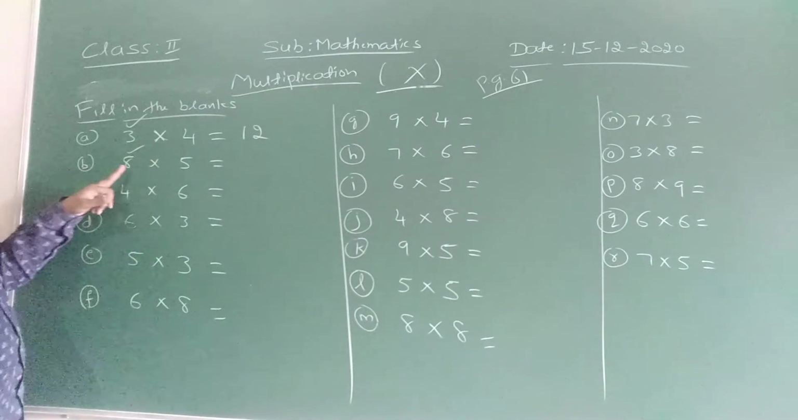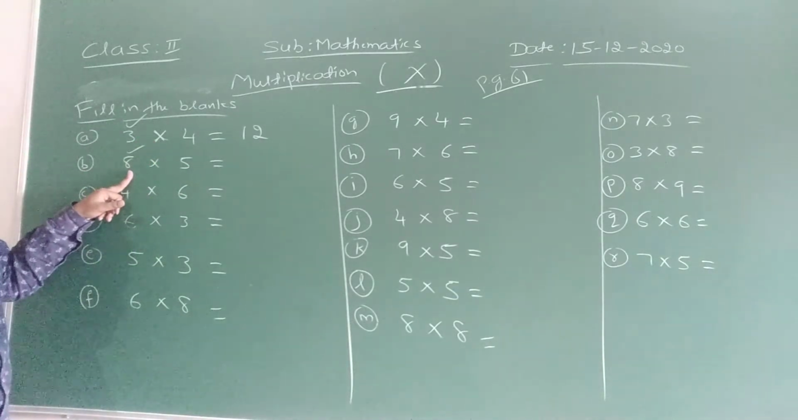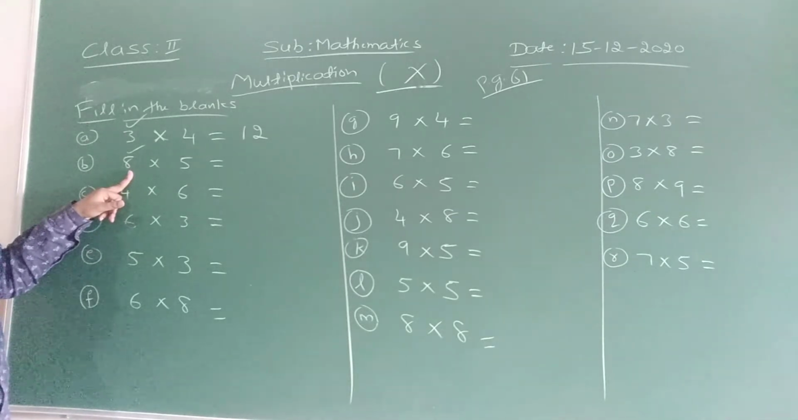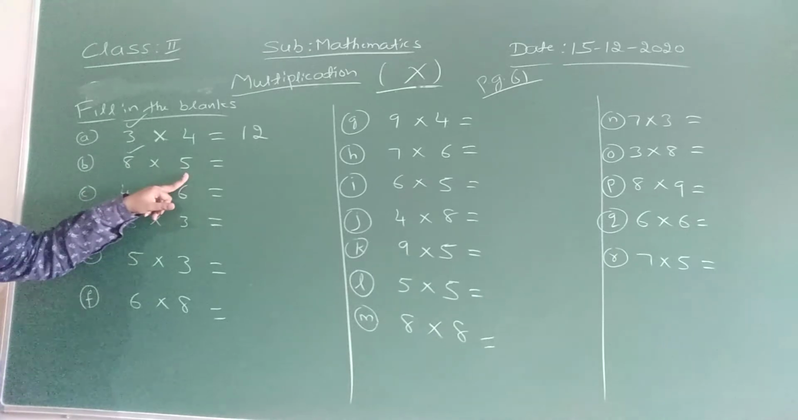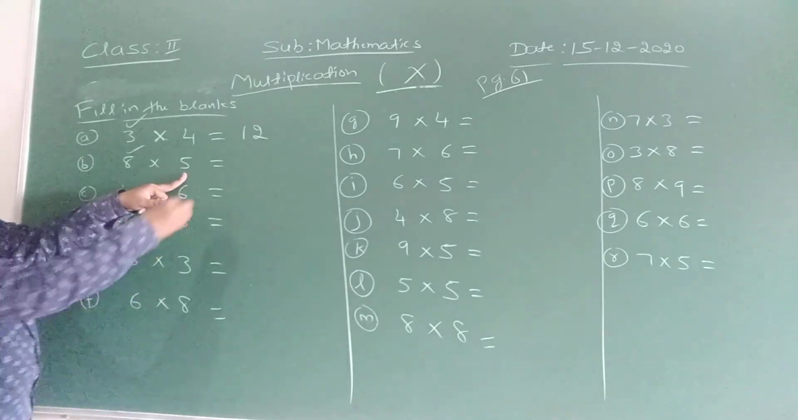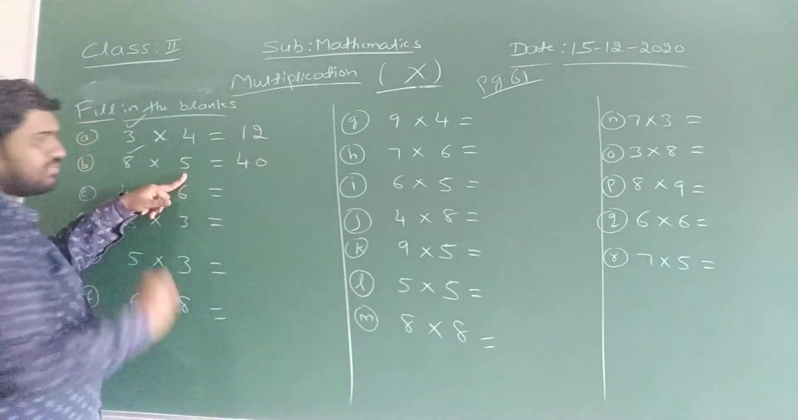Now next one, 8 into 5. Read 8 ones are table. 8 ones are 8, 8 2s are 16, 8 3s are 24, 8 4s are 32, 8 5s are 40. See, I am going to write here 40.